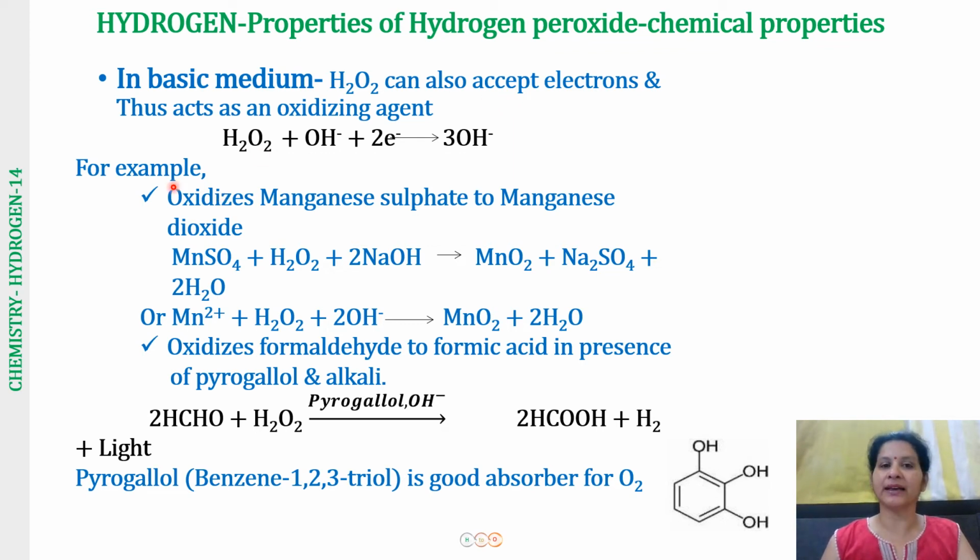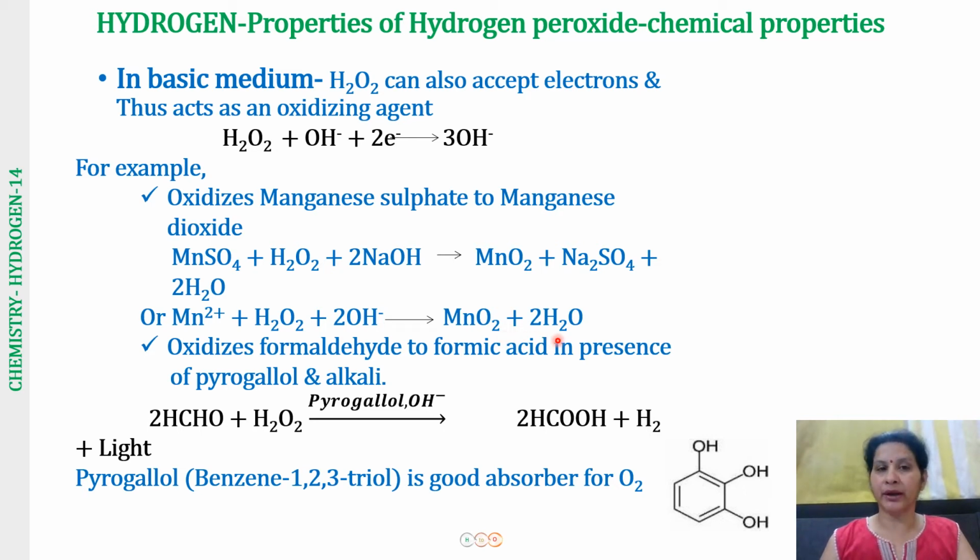Next we have the examples in the basic medium. This oxidizes manganese sulfate to manganese dioxide: MnSO4 plus H2O2 plus NaOH forming MnO2, Na2SO4 and water, right? Sodium combines with the sulfate to form sodium sulfate, manganese goes up to manganese dioxide, and H2O2 gets reduced to water. Next, if we write it in the ionic form: Mn2+ plus H2O2 plus 2 OH- forming MnO2 plus 2 H2O.